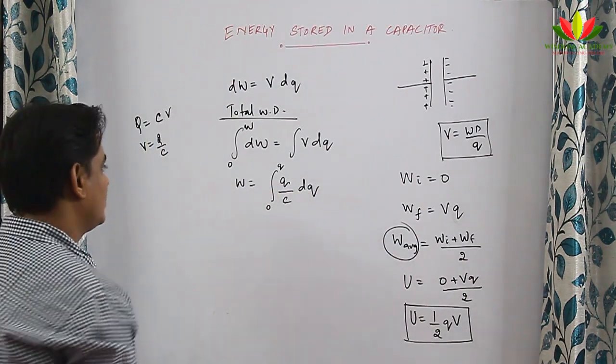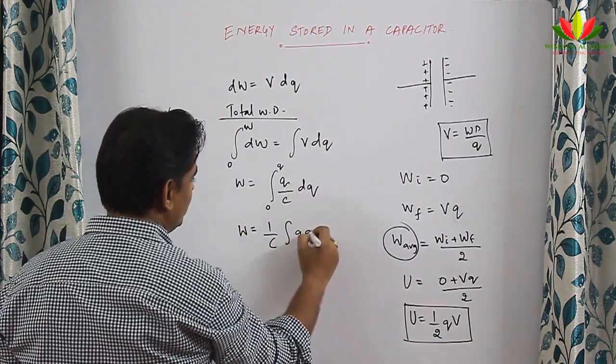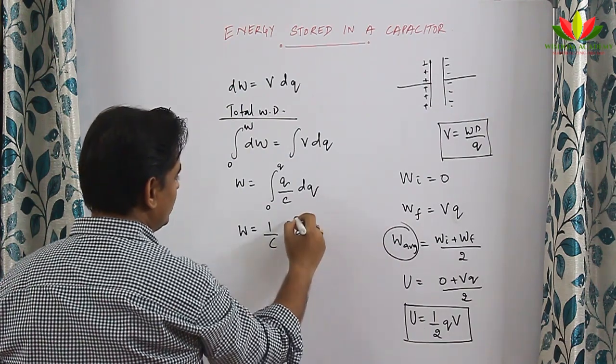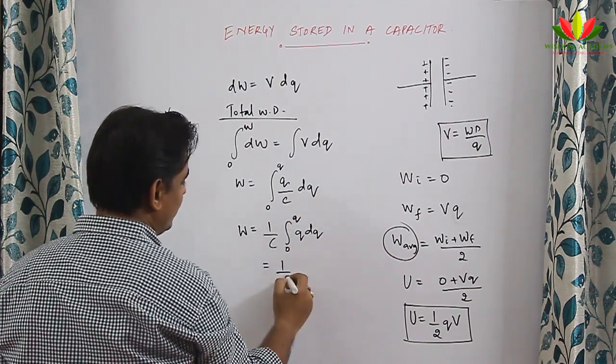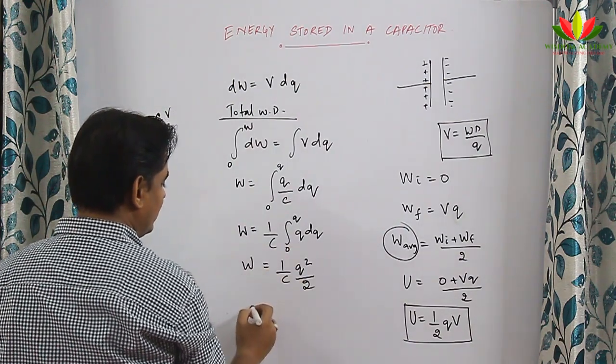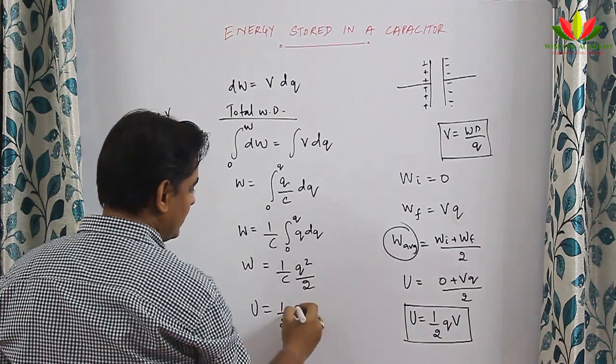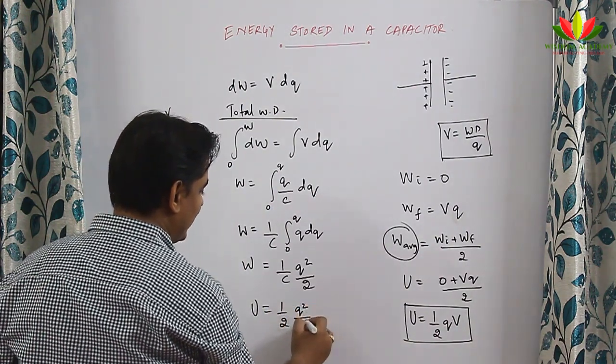Am I right? So then work done will be equal to 1 by C, which comes outside, integration of Q dQ from 0 to Q, which will be equal to Q square by 2. So 1 by C into Q square by 2. So what I got, this energy stored in a capacitor U is equal to half Q square by C.